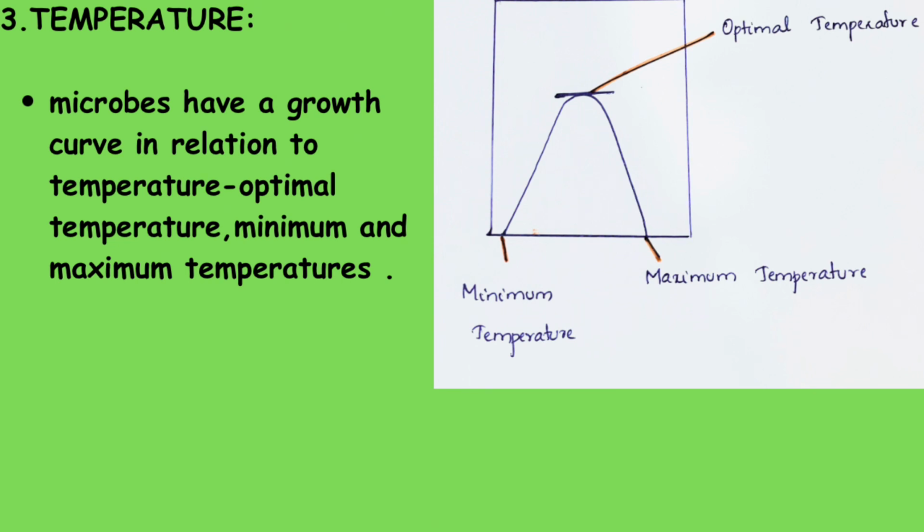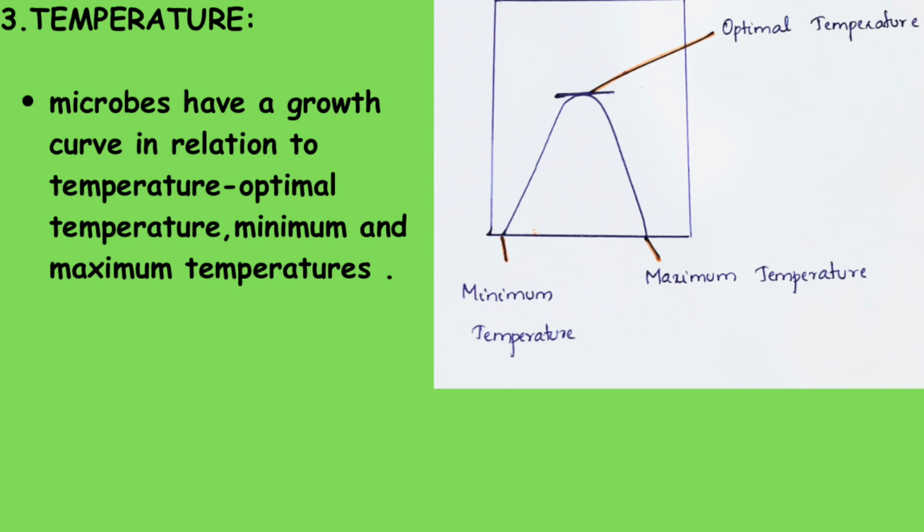Whereas if the temperature is below the optimal temperature, that will decrease the enzyme activity and slow down the metabolism. And if the temperature is too high, then these higher temperatures can denature the proteins like enzymes and carrier proteins, and that can finally lead to cell death.